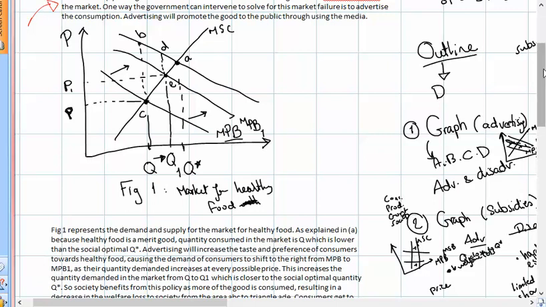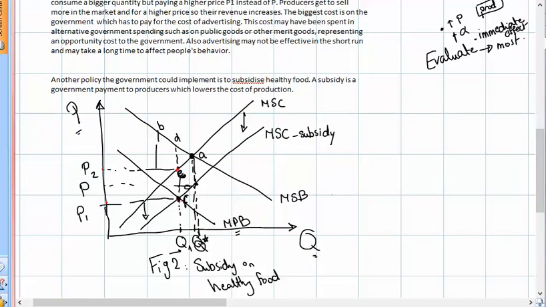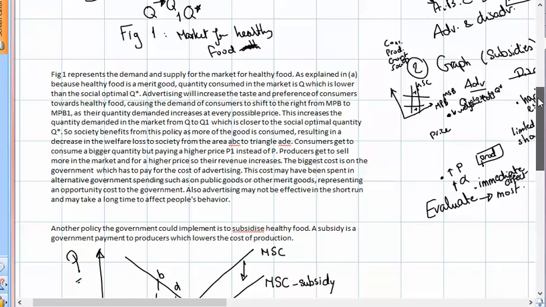Graphs: 1 graph for advertising, and another graph for subsidy. After each graph, we did an explanation in ABCD of the graph, what shifted, what increased, what decreased, and within the ABCD we started mentioning the impact on consumers, producers, government, and society. Remember, these are always the same stakeholders in almost all of the questions. So make sure you mention the effect on each and every one.